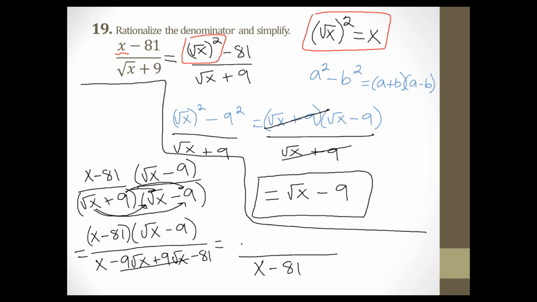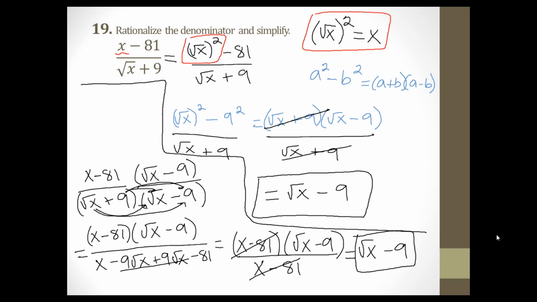At the top I have x minus 81 times the square root of x minus 9. Well, that's great that we didn't FOIL the top, because look what happens there. I have factors I can cancel out. So x minus 81 can cancel out with x minus 81 at the bottom, and then I have the square root of x minus 9 left over.